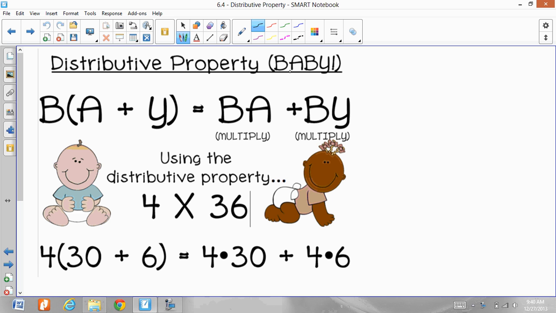Distributive property, think of it as baby. b(a + y) gives you ba + by, which is baby. So b and a multiply, b and y multiply. Using the distributive property, 4 times 36: you break 36 as 30 plus 6. 4 multiplies 30 to give you 4 times 30, and 4 on the outside multiplies 6 to give you 4 times 6. And that is a BA/BY property, which is the distributive property.